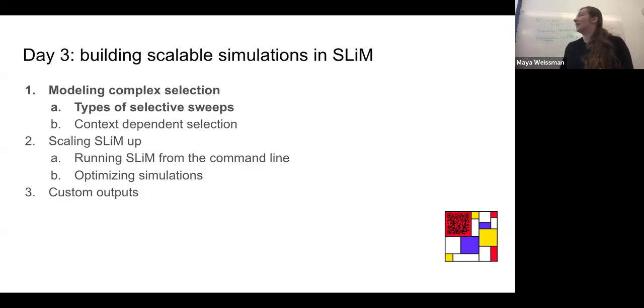And then in the second half of the day, we'll talk about scaling SLiM up, and some of the ways you can do that and some of the problems with doing that.